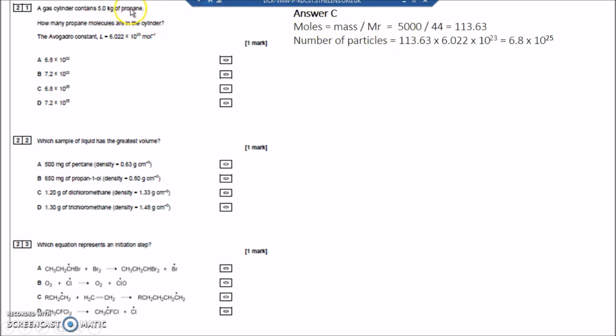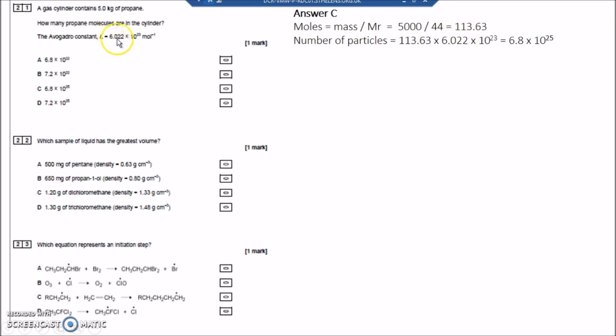The Mr of propane, let's just check that, is C3H8. 3 carbons at mass 12 each is 36. 8 hydrogens at mass 1 each is 8. 36 add 8 is 44. So 5,000 grams divided by an Mr of 44, 113.63. This is the number of moles.